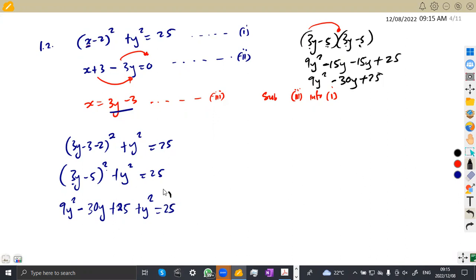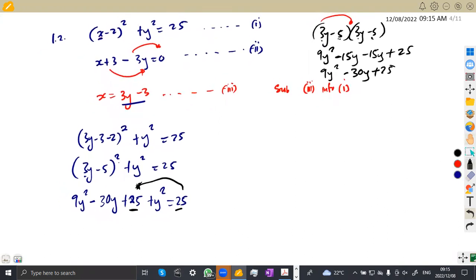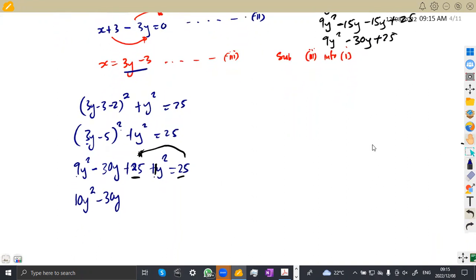All right, transpose the 25 to the other side of the equation. As you can see, it will be 25 minus 25, which is a 0. So those two, they will definitely cancel out. So you're going to remain with 9y squared plus y squared. Here is y squared, so it's same as 1 here. All right, so it's going to be 9 plus 1, which is 10. So we've got 10y squared by collecting like terms, and negative 30y. All right, so these are the values of y that you're going to have.